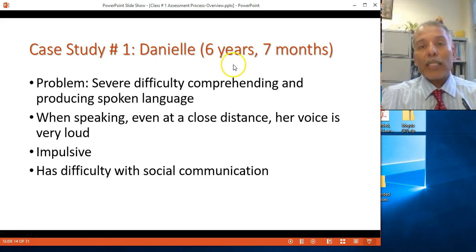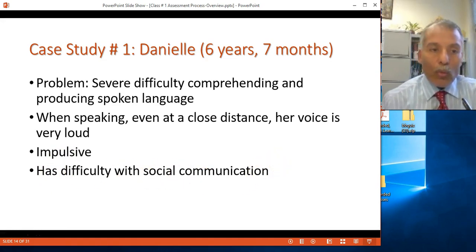Say Daniel is 6 years and 7 months. The problem that is reported by parents or teachers: she has severe difficulty comprehending and producing spoken language. When speaking, even at close range, her voice is very loud. She seems to be impulsive, has difficulty with social communication. So, what are our expectations now? What is in the case history that enables us to understand this more? So that is the problem that's reported.